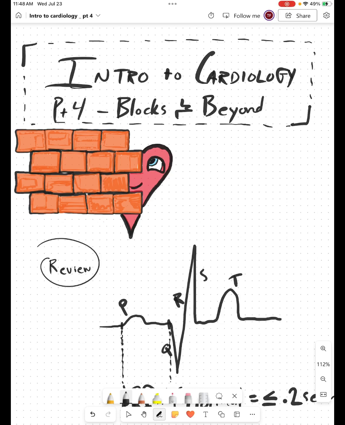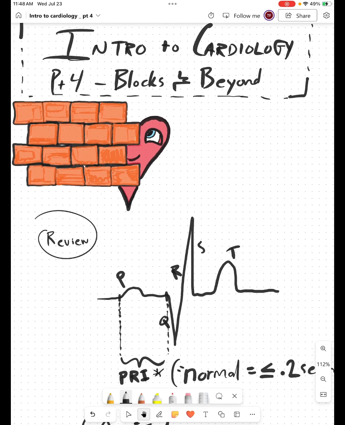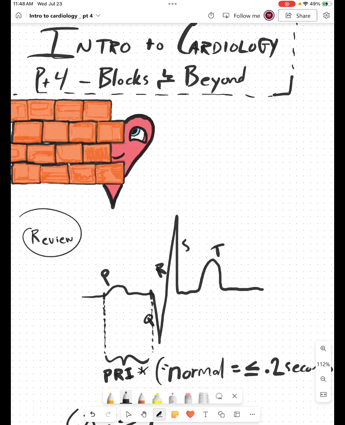Hello, welcome to this next installment of our cardiology series called Blocks and Beyond. In this installment, we are talking heart blocks and PEA. To start, let's review our morphology of an ECG.